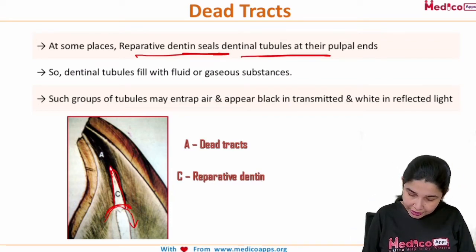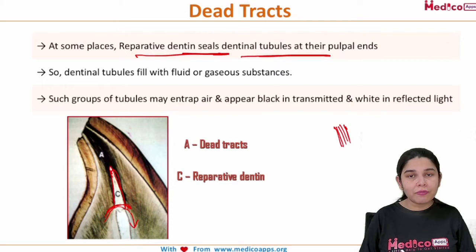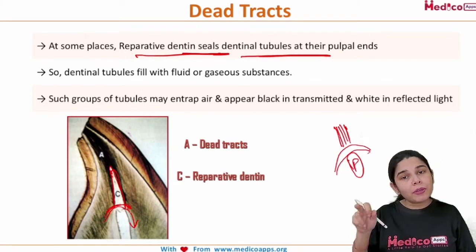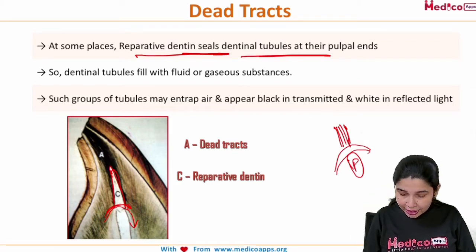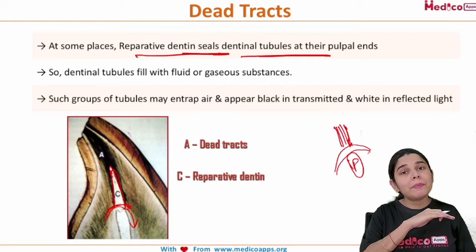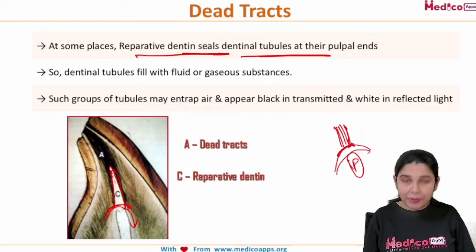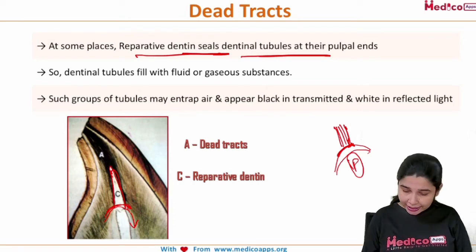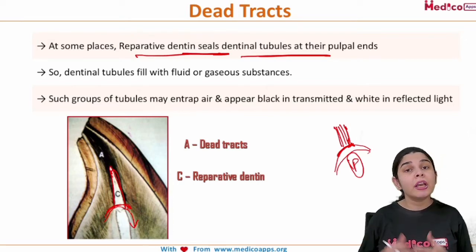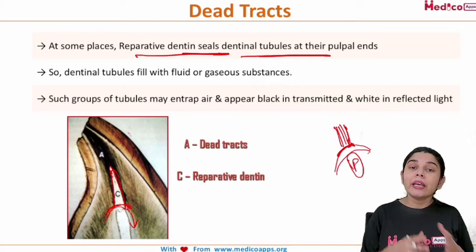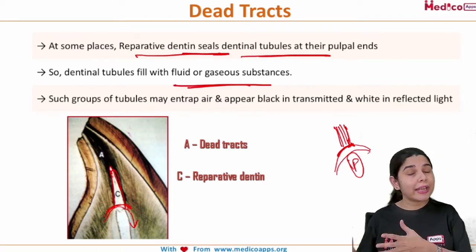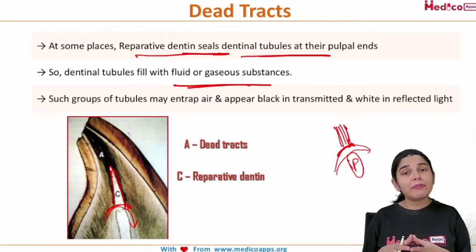So if these are the dentinal tubules, and there is a reparative dentine which has formed above the pulp, definitely these dentinal tubules will be blocked, they will be sealed at this reparative dentine. Once they are sealed, the dentinal tubules don't have any odontoblastic process. So again, they will be filled with fluid or gaseous substances. Like I have already told you, they will be filled with air.